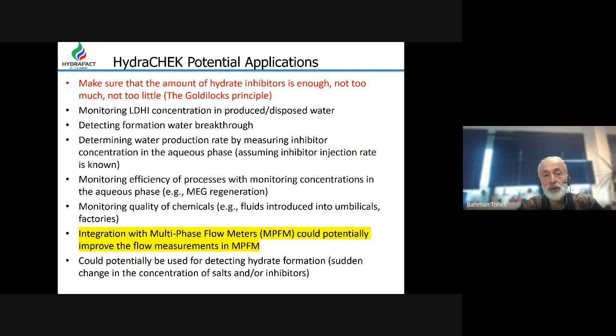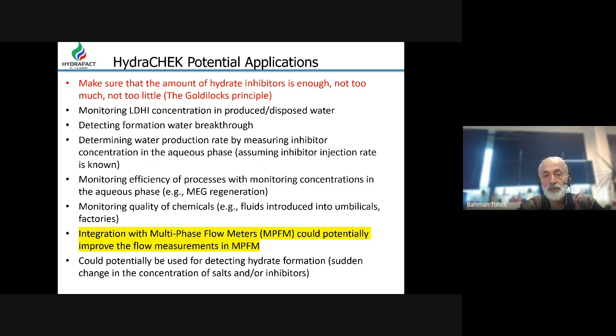If you are interested in making sure that the amount of inhibitor is enough, not too much, not too little, the Goldilocks principle. We want to make sure we have enough inhibitor, not too much, not too little. We can achieve this with HydraCHEK.